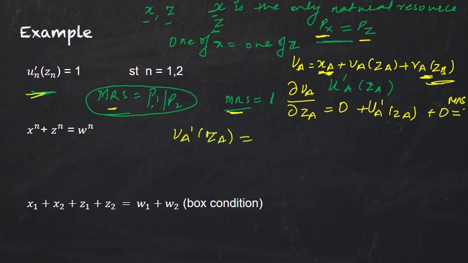What does it imply? What does it mean? It means that our private marginal benefit of each good is equal to marginal cost. But we know that this actually means MUX upon MUY is equal to P1 by P2 now.